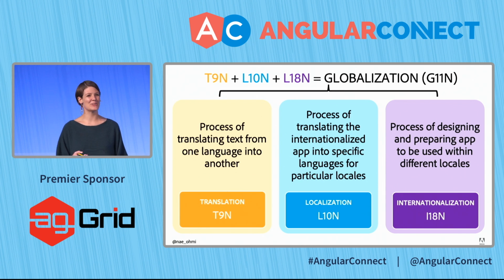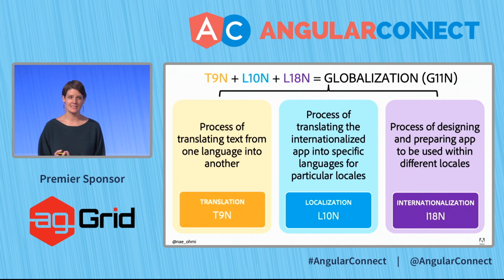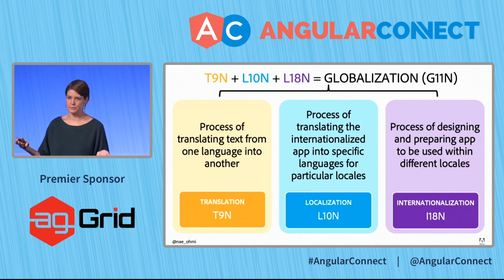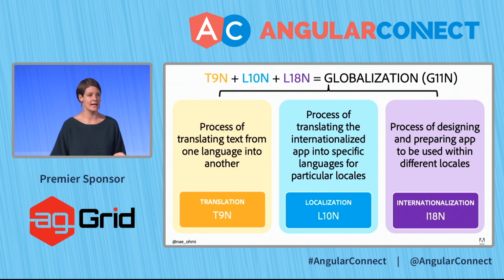And important to note that these are all numeric acronyms. So for internationalization, we take the first letter I, followed by the number of characters in between, 18, and then the last letter N, similar to A11Y for accessibility.